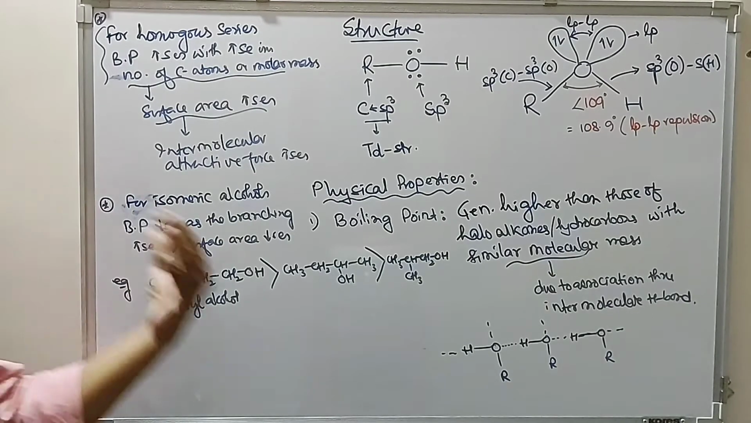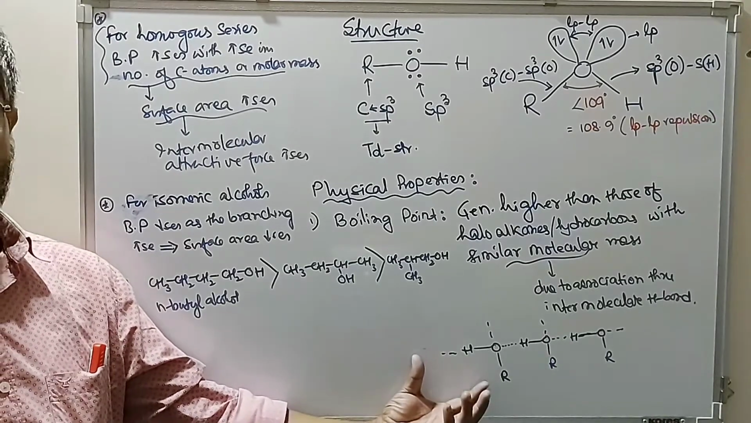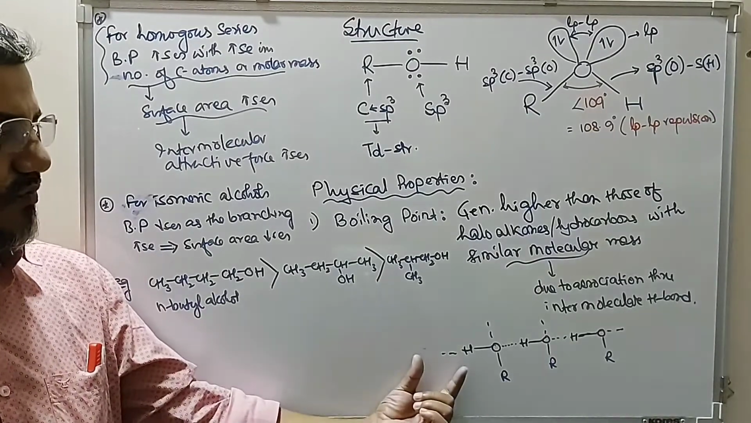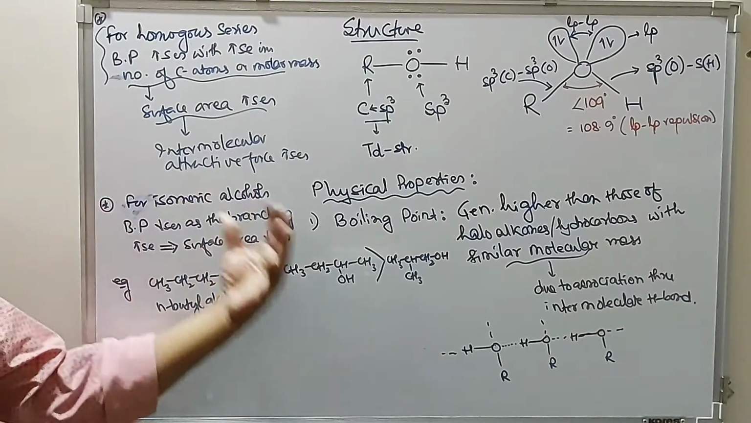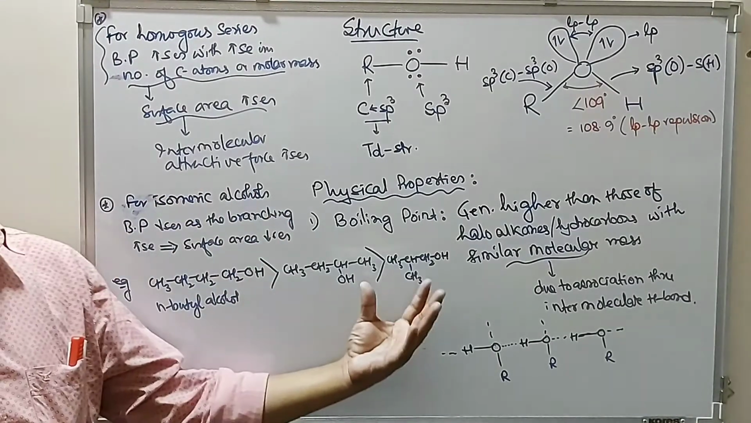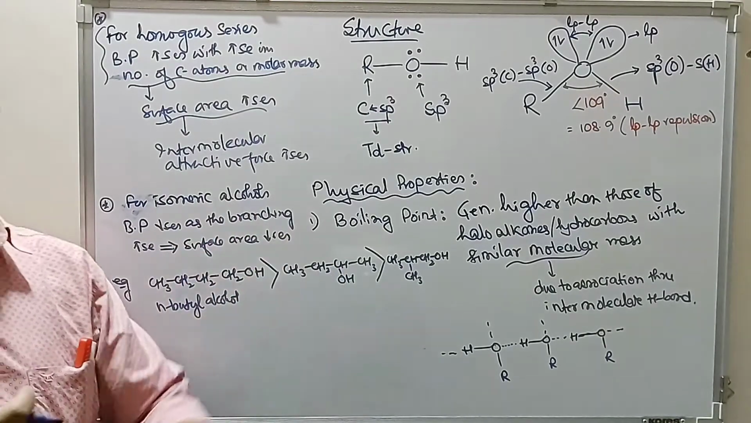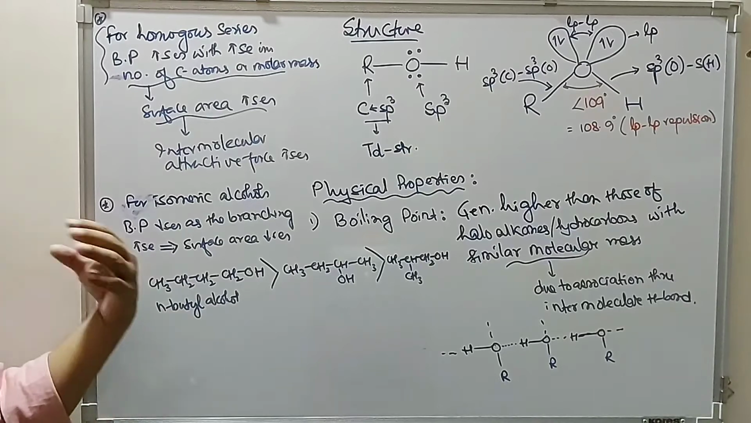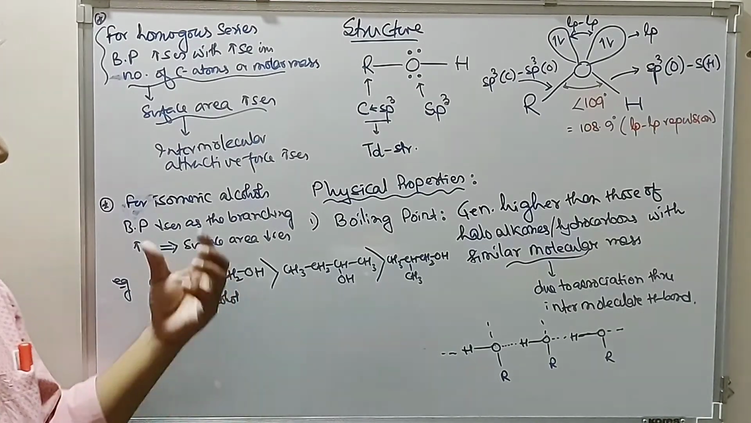Again I am telling you, the boiling point of these compounds is generally high due to this association through hydrogen bond. Which type of hydrogen bond? Intermolecular hydrogen bond. But when we compare isomers, then we have to see the branching in the chain. With increase in branching, the molecule assumes a spherical shape, that is surface area decreases, intermolecular attractive force decreases, boiling point also decreases.